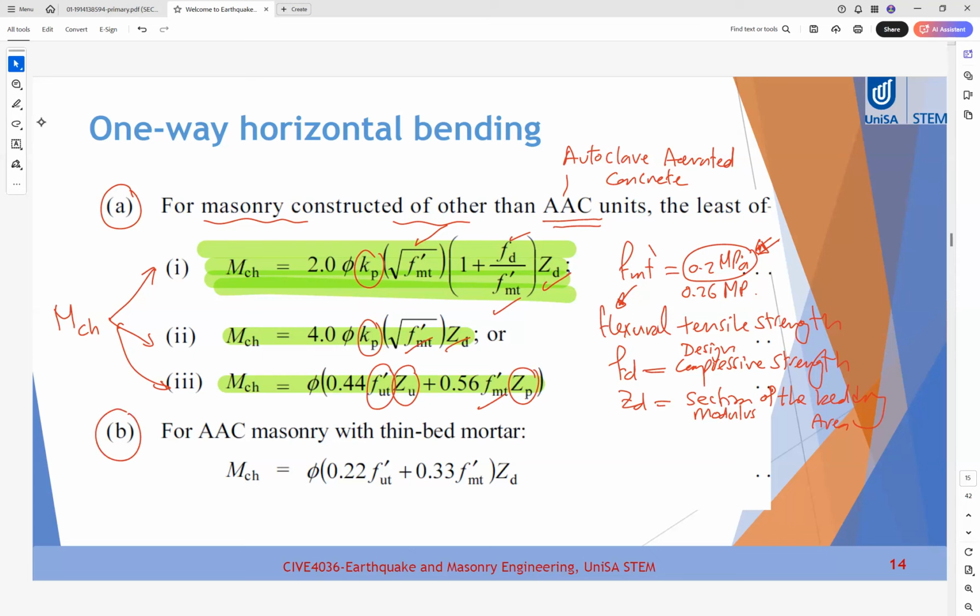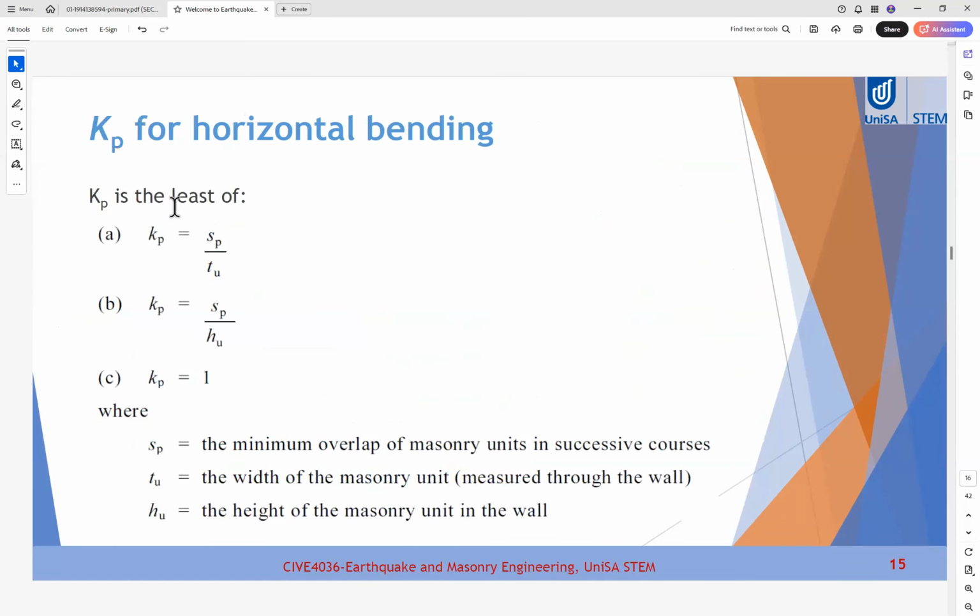For autoclaved aerated concrete or AAC masonry with thin bed mortar, we have only one formula. This is the formula we have. So also we need to know what FUT dash is. Okay, so these are the formulas we need to use. And let's go through the parameters needed to finalize the calculation.